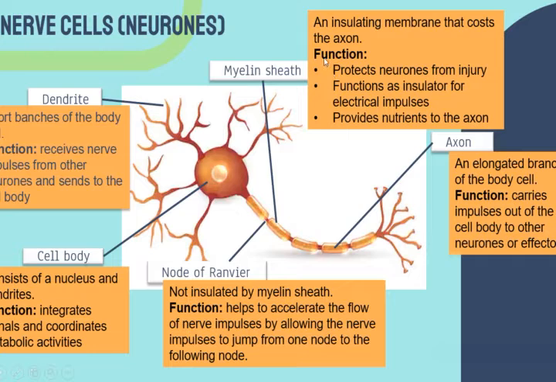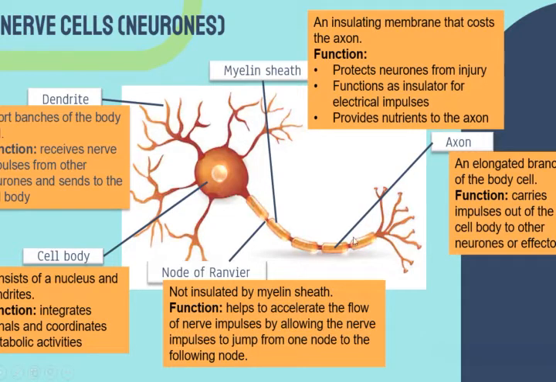What is the function of the myelin sheath? It protects the neurons from injury. It functions as an insulator for electrical impulse and also provides nutrients to the axon. So this is the myelin sheath, here, here and here. And between the myelin sheaths, it is the node of Ranvier.